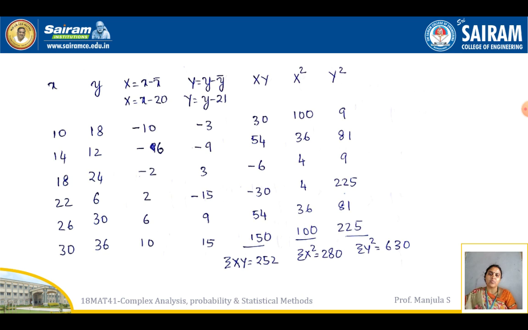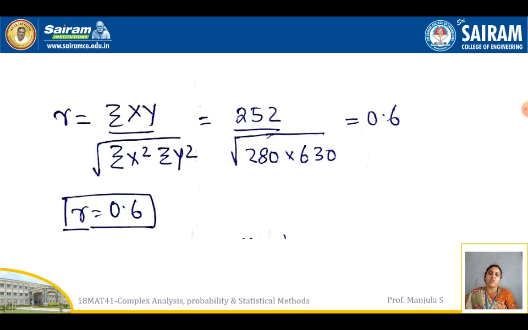After getting these, with the help of a calculator you go for finding the values of xy, x square, y square. Meanwhile, the summation values also we have to find out. So summation of x square is 280, summation of y square is 630 and summation of xy is 252. After getting the summation values, you just substitute in the formula. So R equals summation of xy divided by square root of summation of x square into summation of y square. So R will become 252 divided by square root of 280 into 630. That will become 0.6. So R equals 0.6. This is our required solution here.